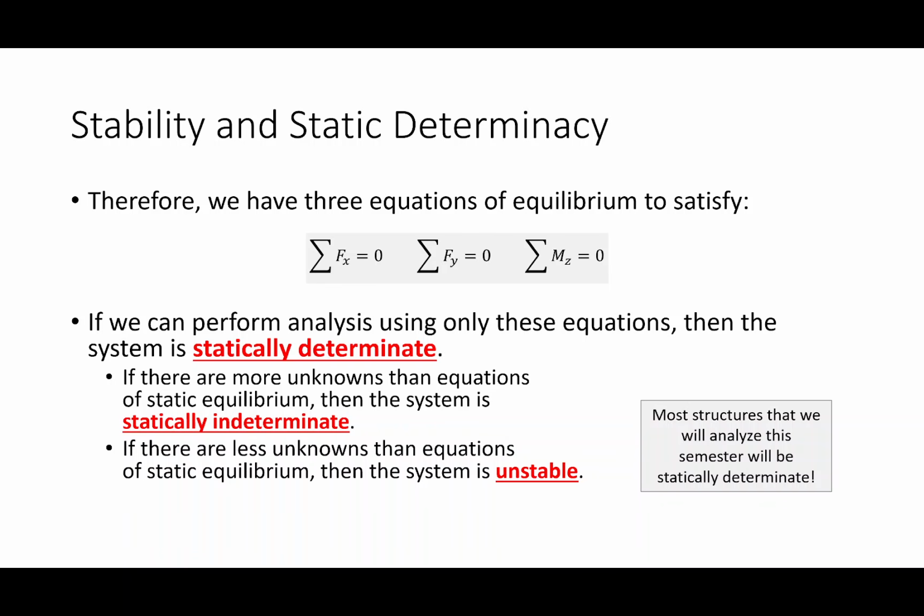Now what about the flip side? What if we have three equations of equilibrium and we only have two unknowns? Well, that system is unstable. So I'm going to give you some simple definitions for determinacy, indeterminacy, and stability, and I'm going to refine those definitions here in a little bit. But does everybody get the idea of how we would classify a system as stable, determinate, indeterminate so far? So far so good? Okay.